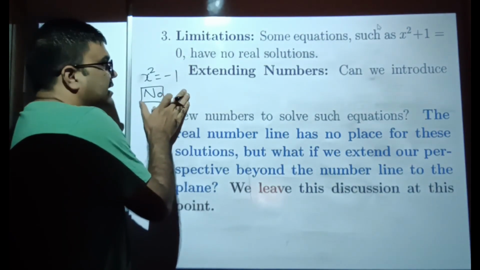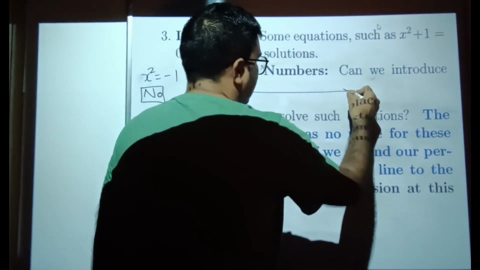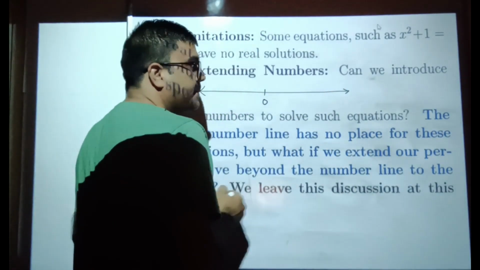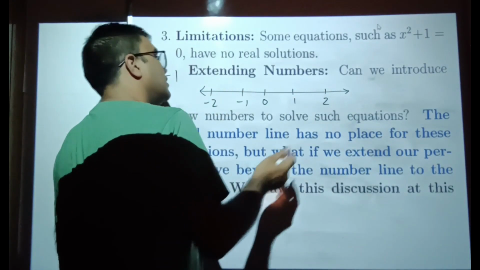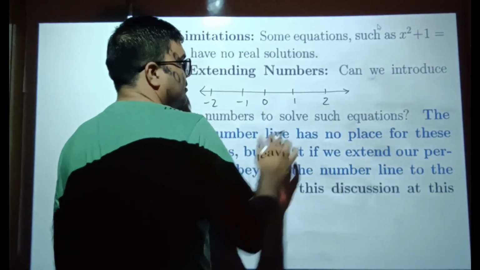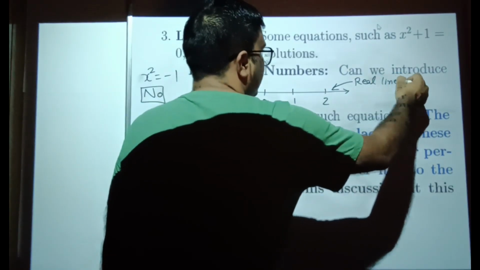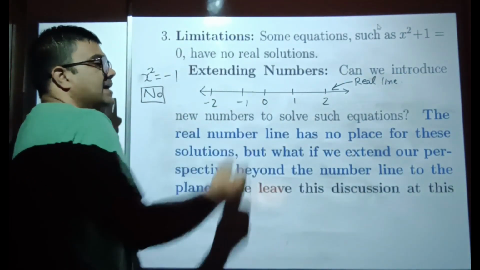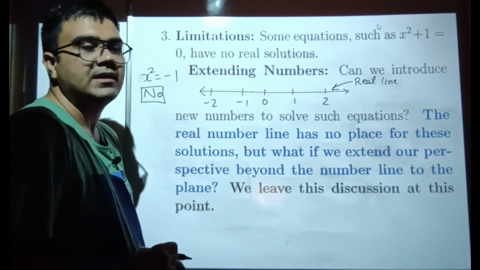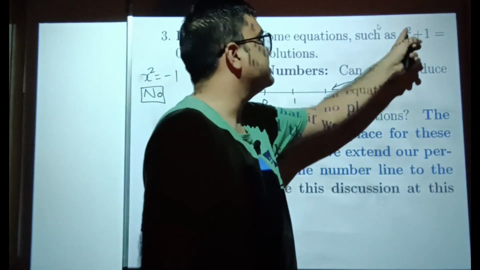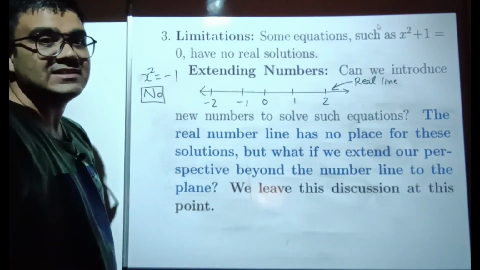To solve these kinds of equations, let us look at the representation of the real numbers. This is the number 0, this is the number 1, 2, minus 1, minus 2. All rational and irrational numbers are included over here. So this line is called the real line. Any point on this line is a real number. This line is completely covered. Now we want to solve the equation x square plus 1 is equal to 0. There is no place on this line where we can solve this equation.